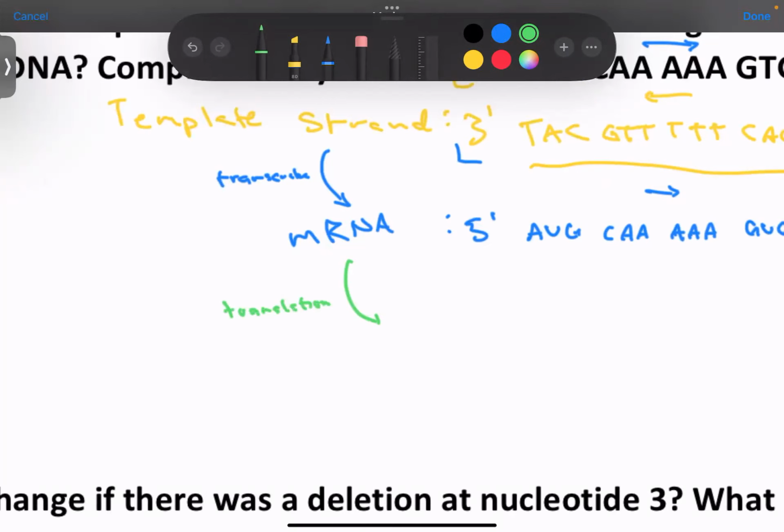So we're no longer using our nucleotide bases anymore, color consistency. We are now starting to use individual amino acids. So we're using a different language, we are translating.